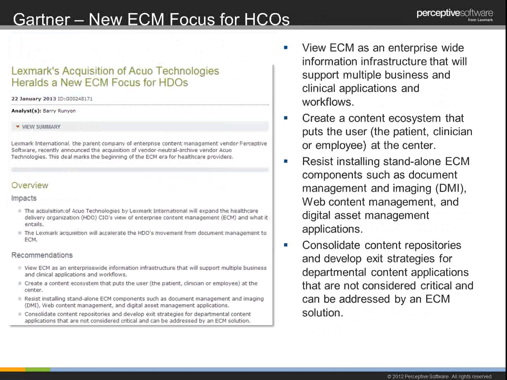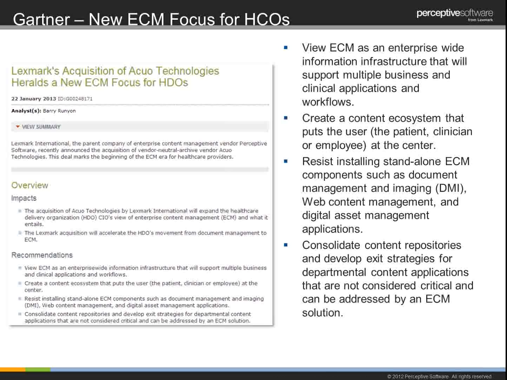And finally, Gartner put out a release early after the acquisition was complete in January, where they drive on the right-hand side. You'll see here they're really folding VNA into the concept of ECM and recommending that hospital organizations look at an enterprise-wide information infrastructure for multiple business and clinical applications versus single for each. Further to that, create more of a content ecosystem that puts the data in context, be it the patient, the clinician, the employee, at the center of the data that's being consumed, so I have a more complete picture.